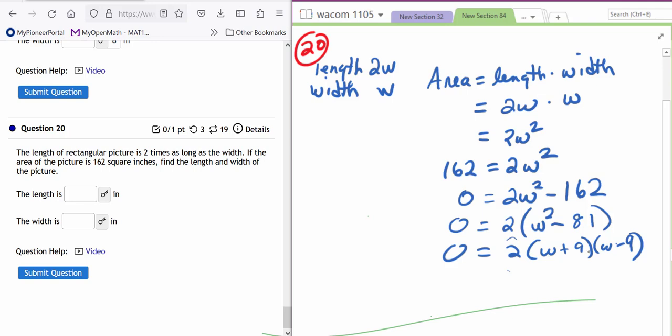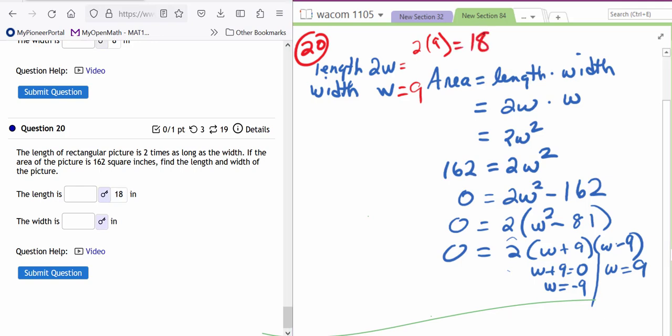Right? So this piece, when we set it equal to 0, we get -9, and we're going to ignore that one. This one we're going to get +9. All right, so my width is 9. My length is 2 times 9. Should be 18. So 18 and 9.